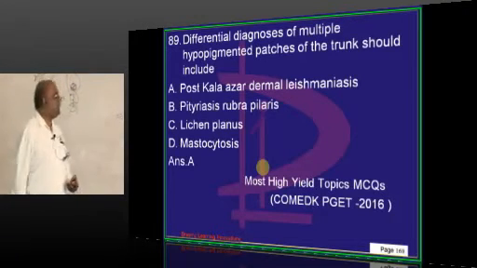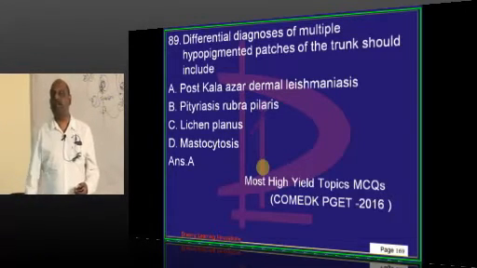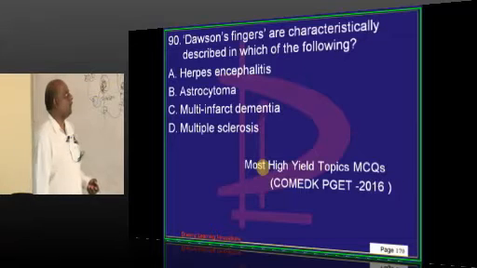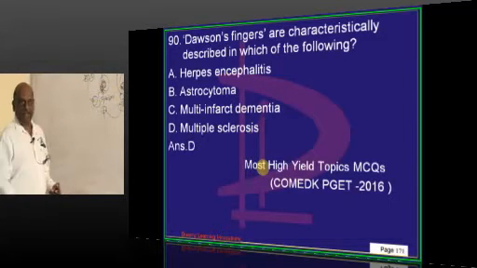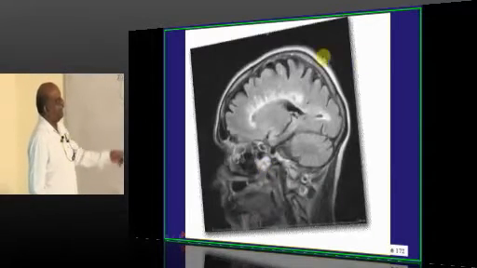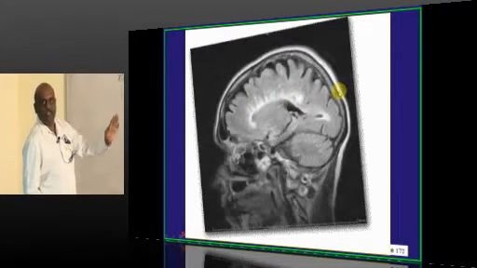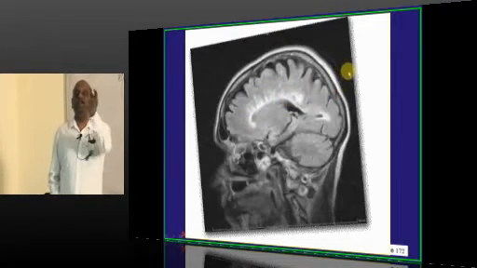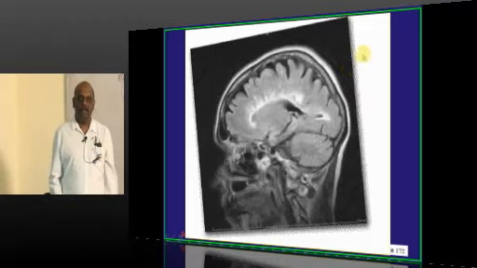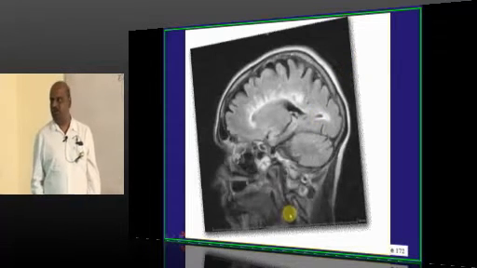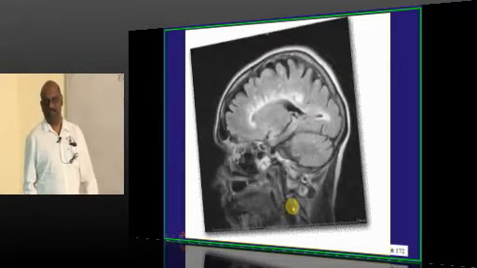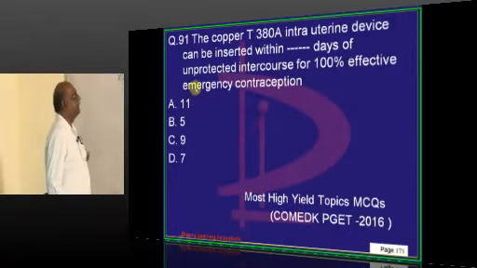Multiple hypopigmented patches is typically post-Kala-Azar dermal leishmaniasis, is what needs to be remembered. Dawson fingers, where do you see, doctor? Typically in the corpus callosal area you find typical callosal hyperintensities only if there is demyelination, which occurs in multiple sclerosis, are called Dawson fingers. Many times we had this question in our mock test.